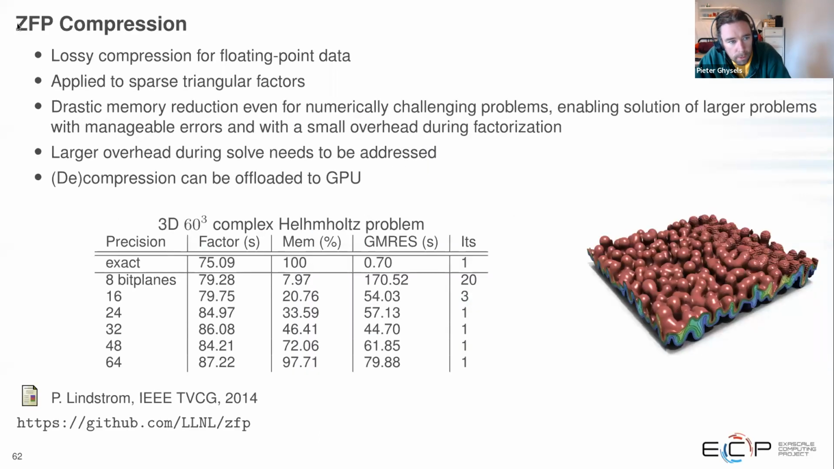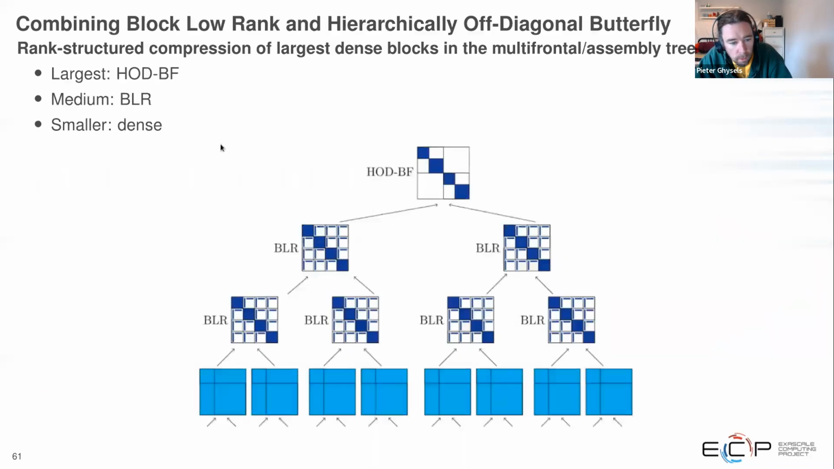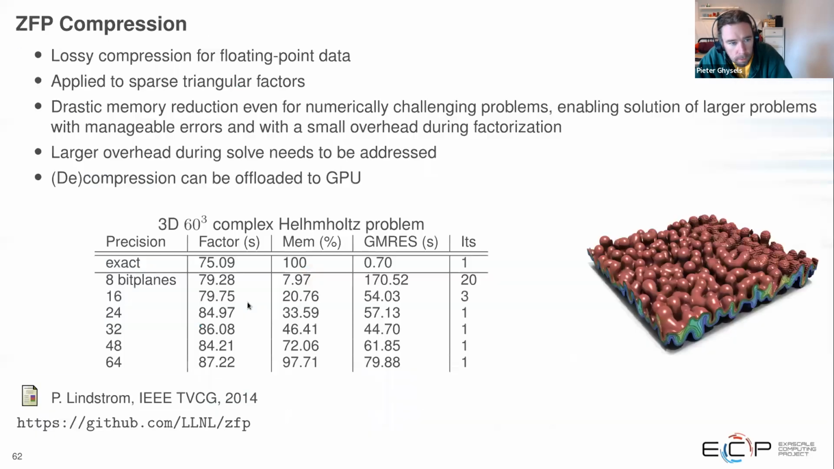But then we also have this ZFP compression, which is a lossy compression for floating point data, and we can also apply that to very small dense blocks. And that will then lead to a drastic memory reduction, even for numerically challenging problems. For very hard problems, you can also use lossless compression, but the compression rate there is not very good.